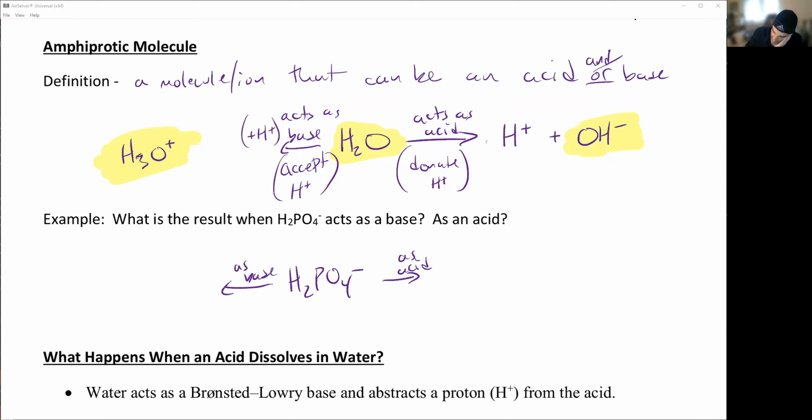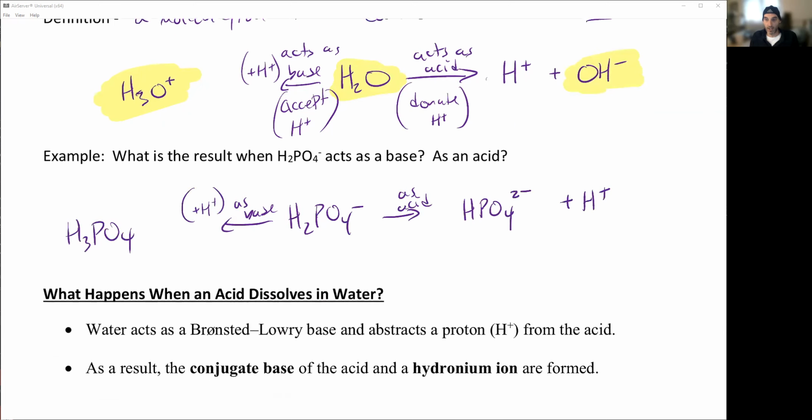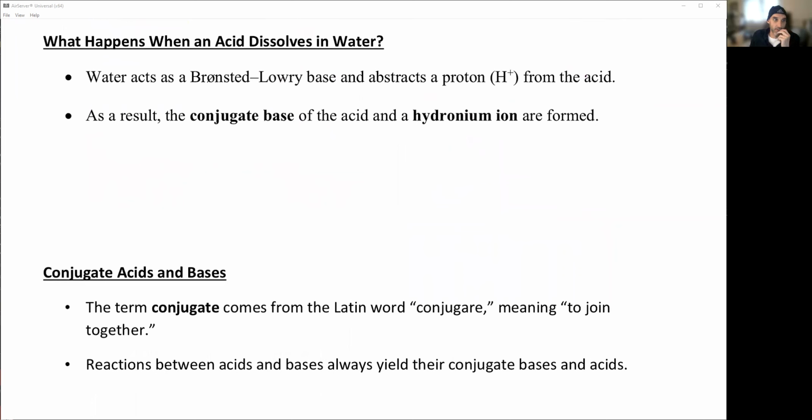If it acts as an acid, that means it's donating the H plus. H2PO4 minus becomes HPO4 and H plus. We have gotten rid of a positive charge, so the charge drops by 1. If it acts as a base, we are adding a proton to it, and it becomes H3PO4. Although it doesn't feel balanced, keep in mind that the H plus is included in the reaction as well. So this all brings about the idea of what happens when an acid is dissolved in water.